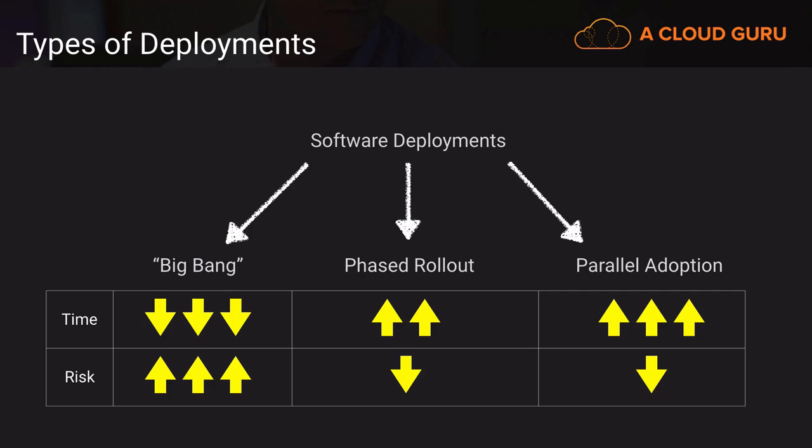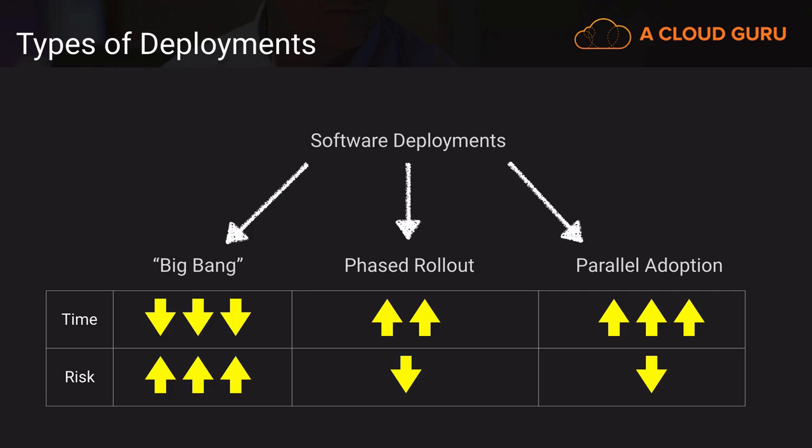That means we're going to implement the new while still using the old, and in some cases it may require duplicate data entry to keep both systems up and running. Now, all these methods have different trade-offs. The big bang is the riskiest, of course, but it's going to give you the shortest amount of time for an implementation. A phased rollout has lower risk, but it's going to take some time. Now, parallel adoption is going to take the most amount of time, and I'm not going to say that it has the least amount of risk because you're actually trying to maintain two systems.